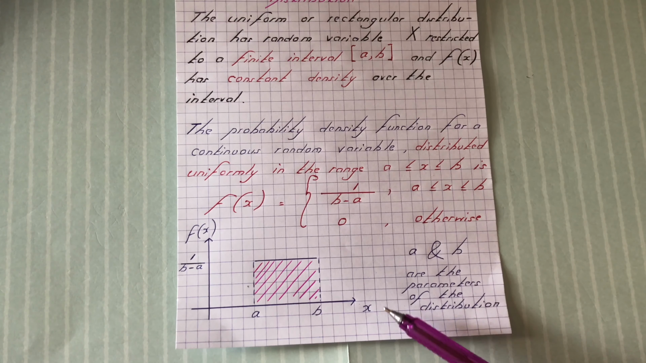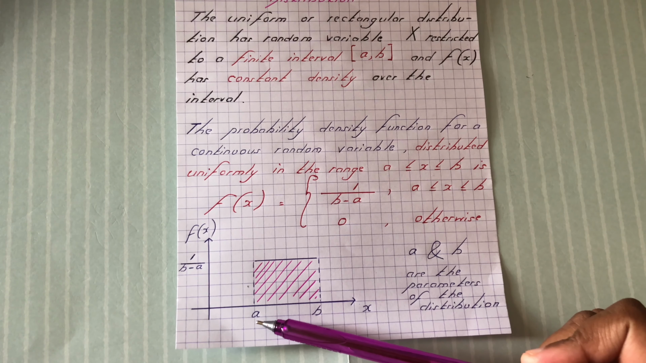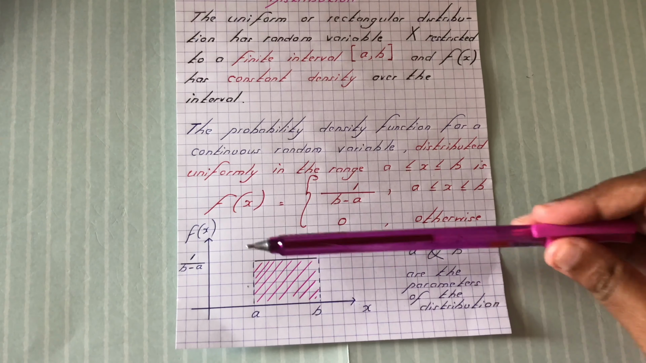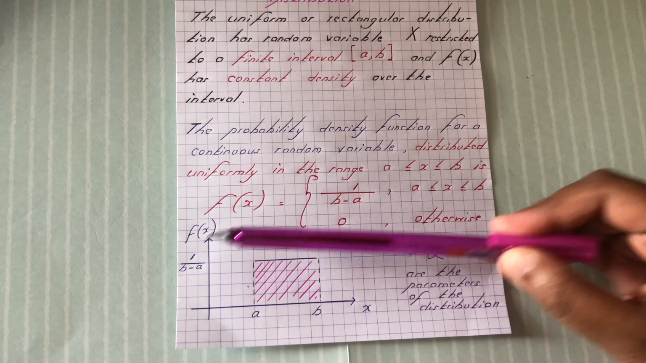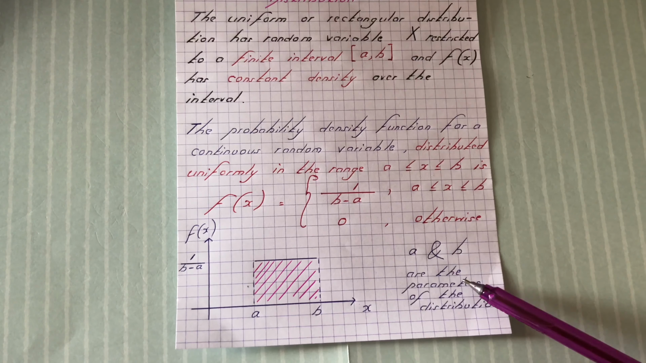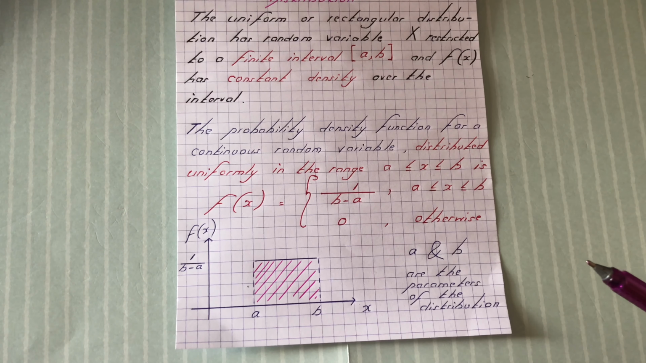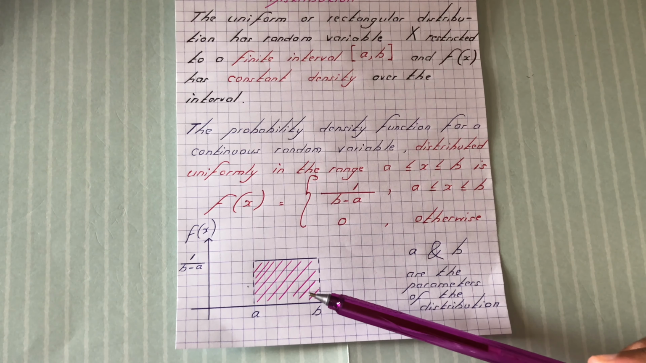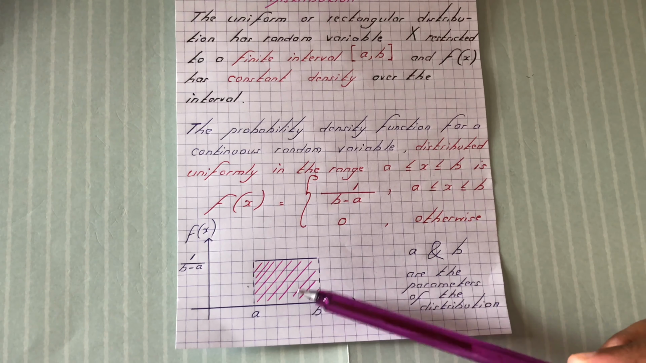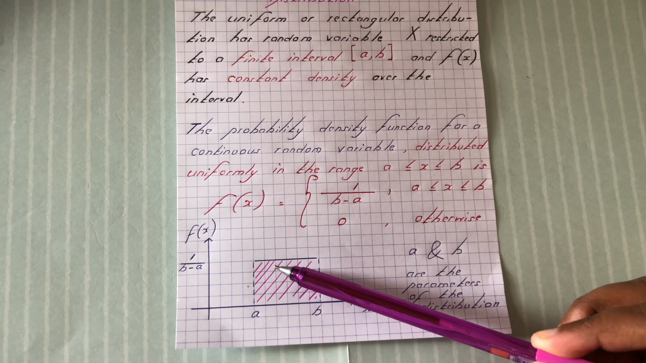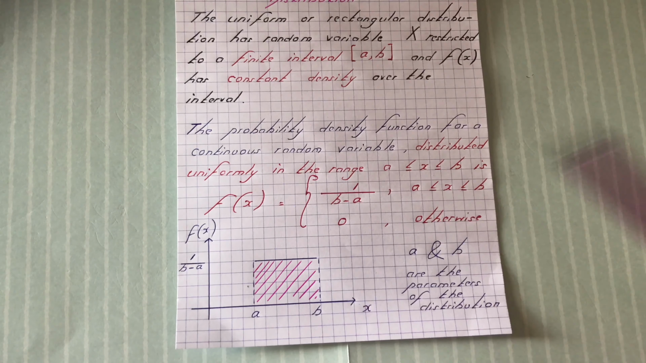You can see an illustration of this distribution where we have the interval [a, b] and a constant density 1 over b minus a, where a and b are the parameters of the distribution. From the diagram, we can see that the total area is 1. That is, the shaded area is 1. Let's see whether the area is indeed 1.